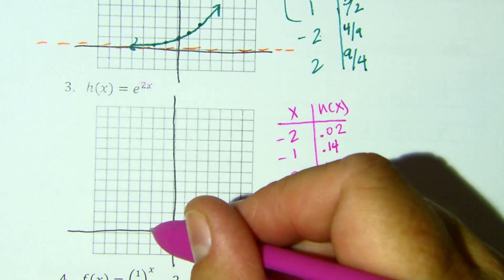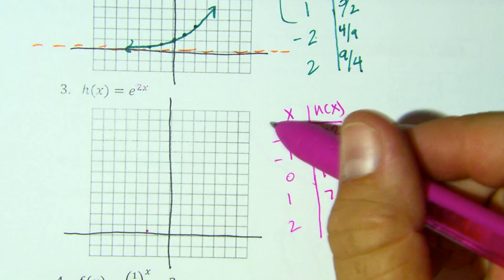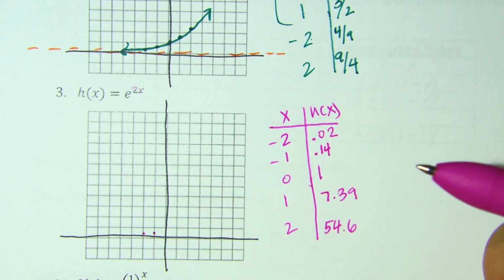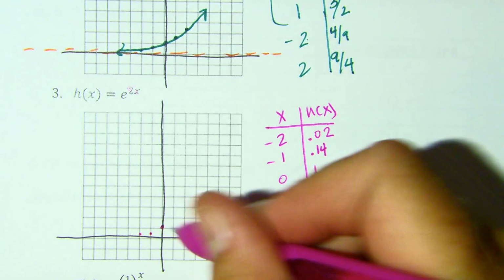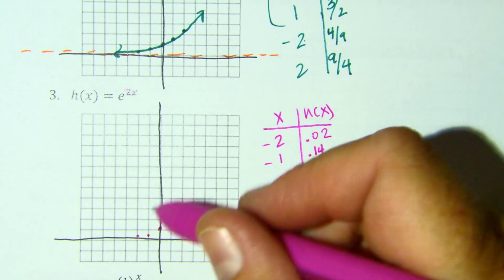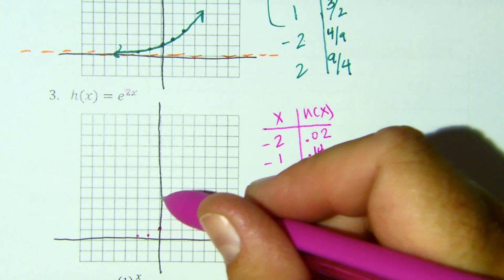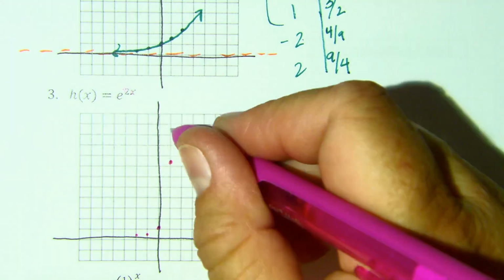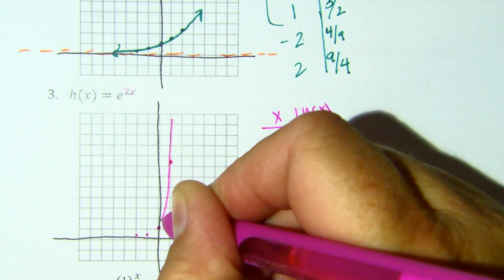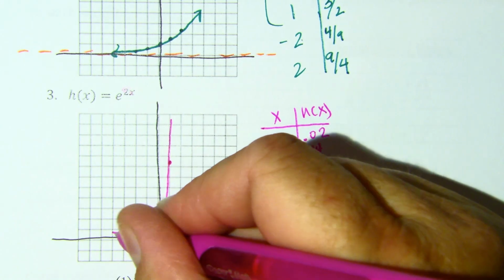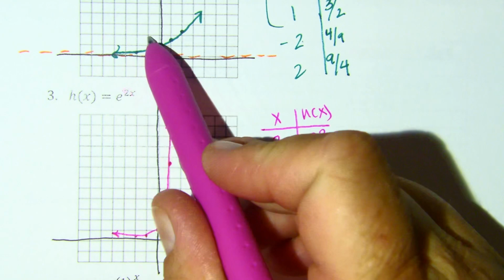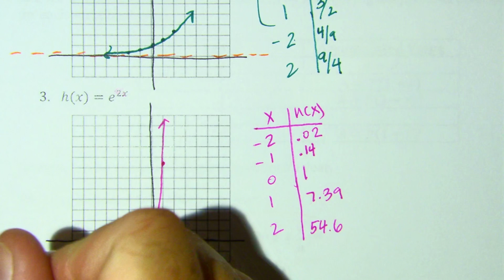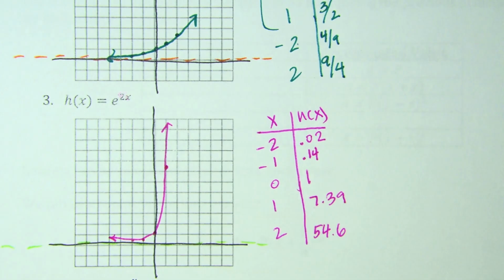But at -2, super low, really close to the x-axis. And then at -1, 0.14, again, really low, close to the x-axis. At 0, we get 1. At 1, we get 7.39. So up 1, 2, 3, 4, 5, 6, 7, a little bit more than that. So you can see how quickly this graph is growing. It's very, very steep. It's like the opposite of the one we just did, where it's a super flat graph. Here we have a very, very steep graph. And again, not wanting to forget my horizontal asymptote.